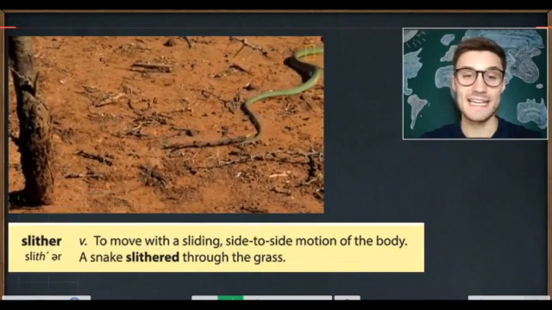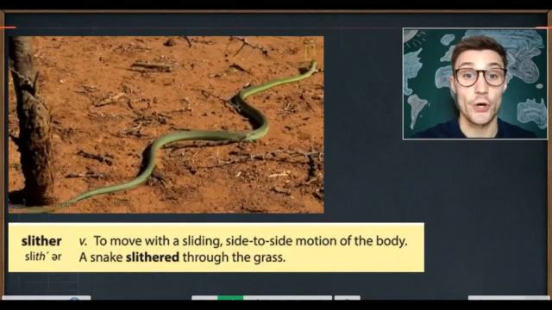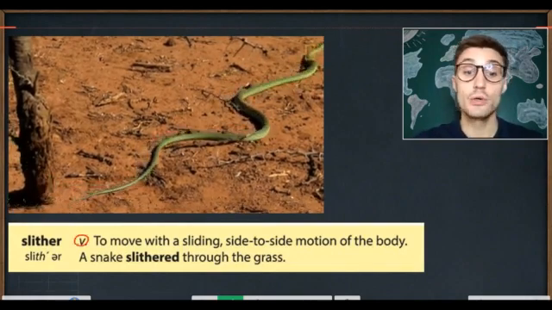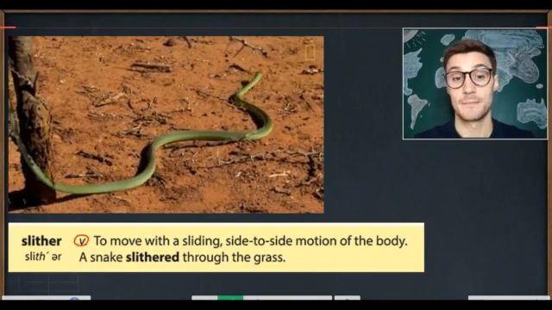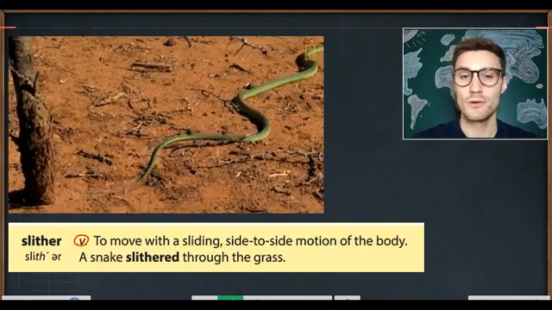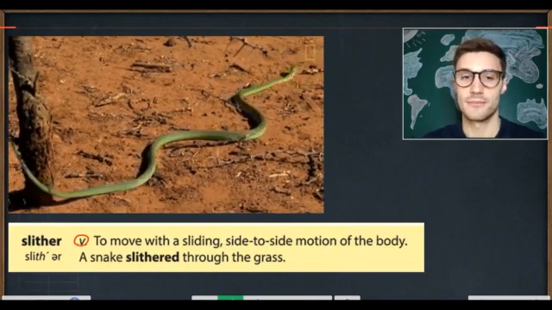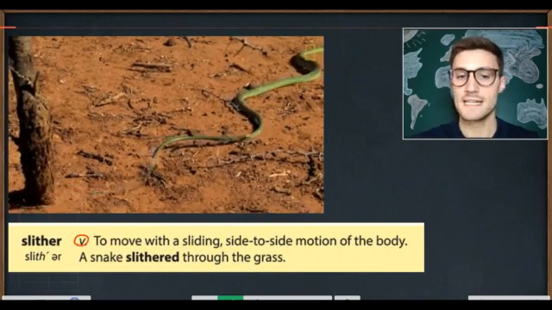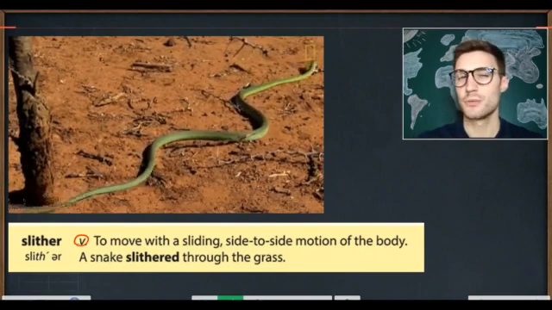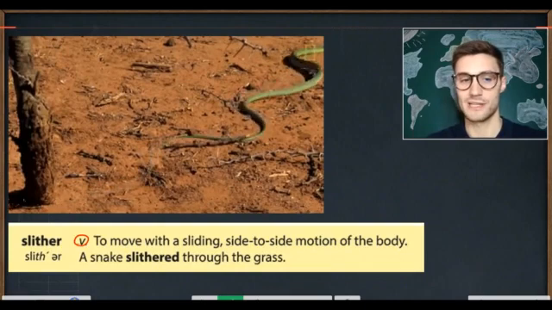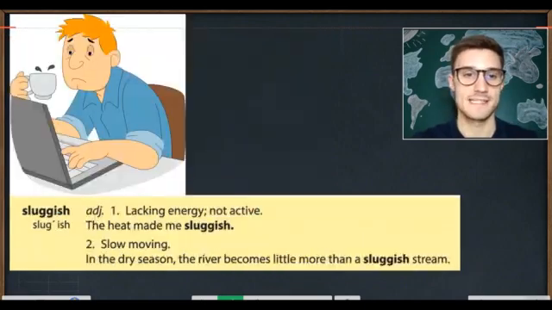The next word is slither. Slither. To slither is to move with a sliding, side-to-side motion of the body. So what moves with a slither? A snake. A snake slithers, right? A snake slithered through the grass. So we mostly use this when we talk about how a snake moves. Slither. Slithering snake.